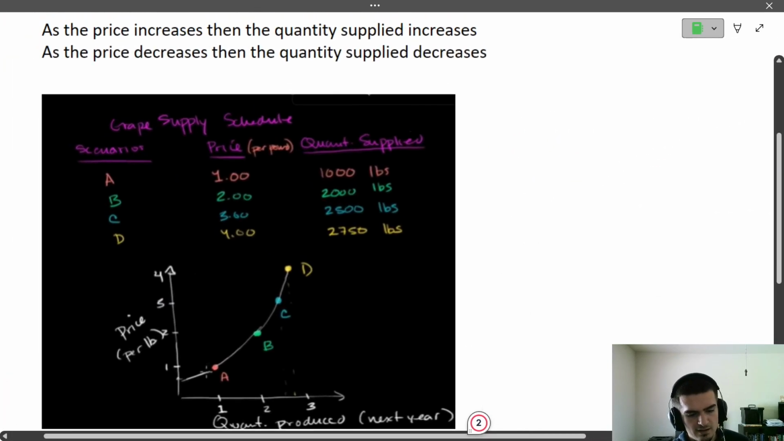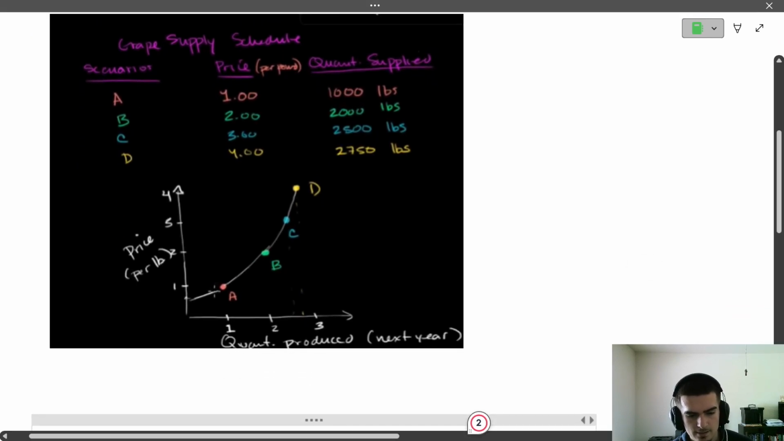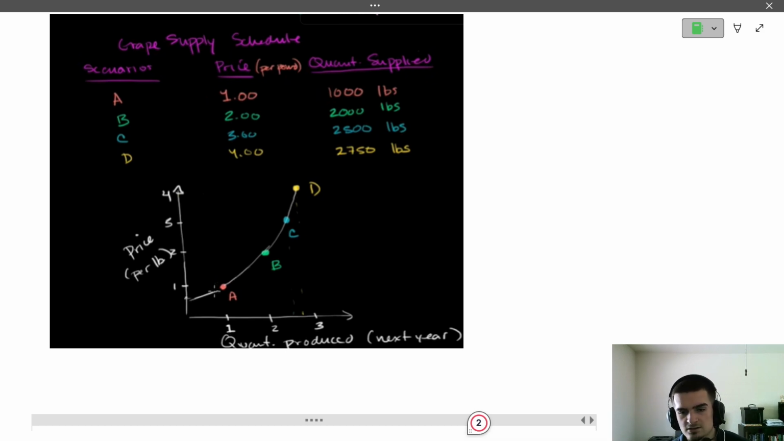Here's an example. At $1, people would only be willing to supply 1,000 pounds of grapes. But if the price was $2 per pound of grapes, then maybe farmers would be willing to sell 2,000 pounds. And once it's $3, 2,500 pounds, because maybe they'll start farming land that wasn't profitable to farm before, because now they can make a profit off of it as they're making more per pound.